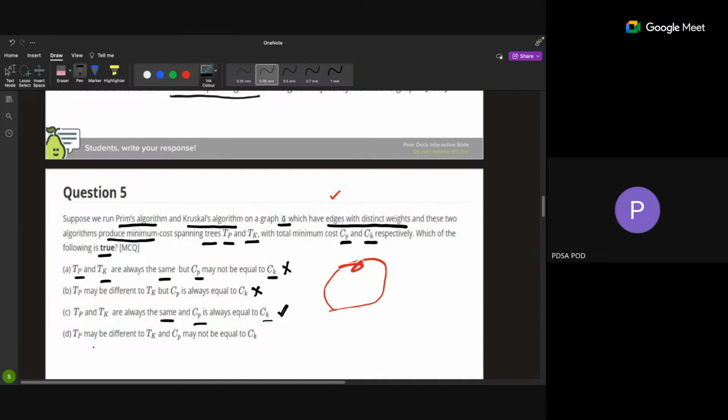The last one says TP and TK are different, and CP and CK are also different. No, because if the same graph is taken as input for both algorithms, they will generate the same minimum cost spanning tree, with the same computed value too. Only the approach is different, but the result is the same, because the same graph as input gives the same output. That is exactly what Prim's and Kruskal's are.